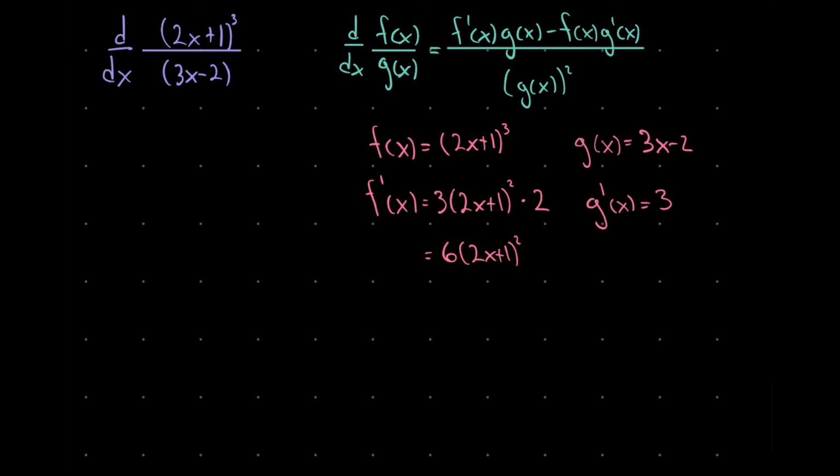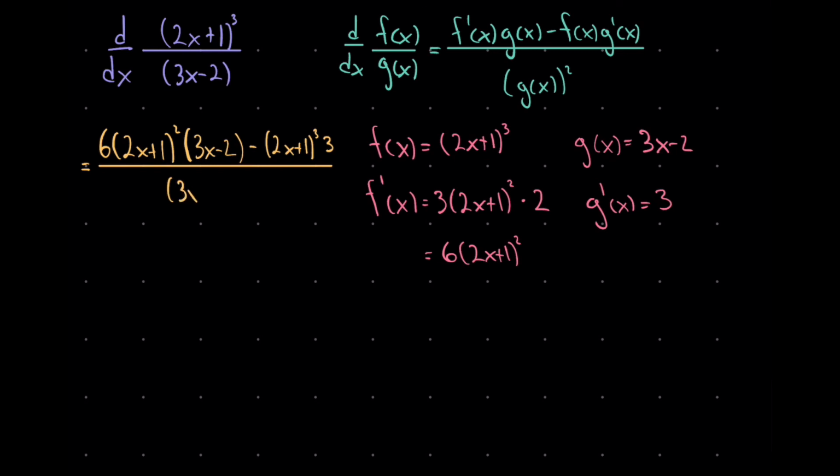And so now we actually want to go and solve this. So in the numerator, we have f prime x times g of x. So 6 times (2x plus 1) squared times (3x minus 2). And we subtract this with f of x times g prime x, so just (2x plus 1) cubed times 3. And this is all over g of x squared. So (3x minus 2) squared.